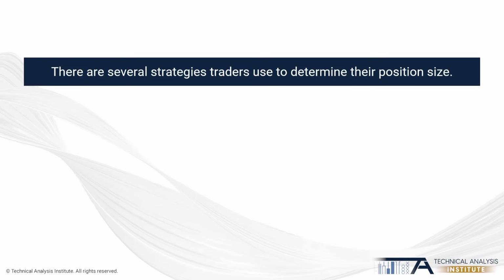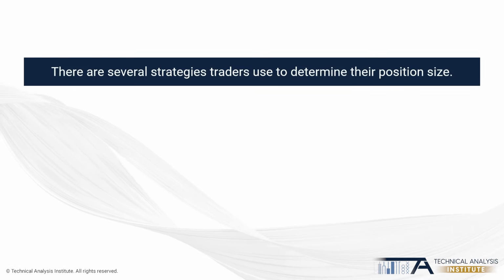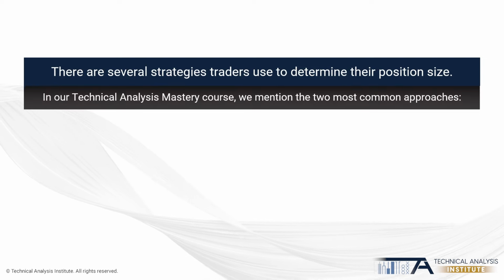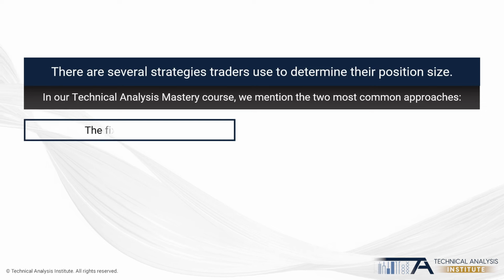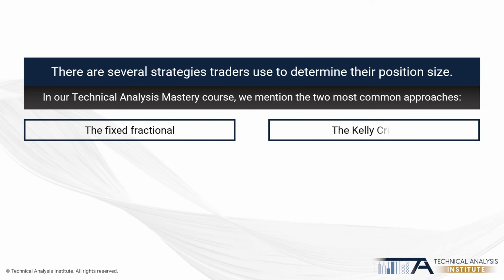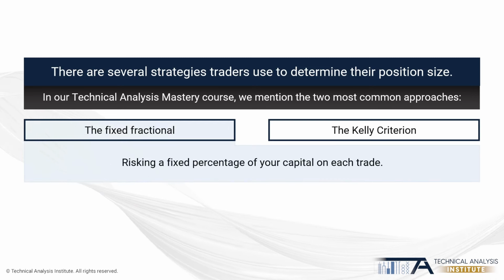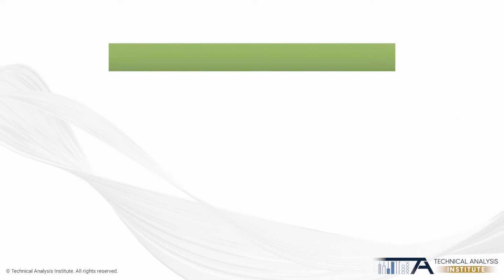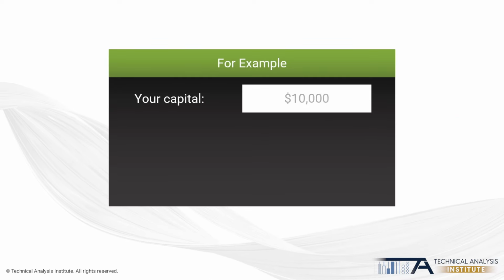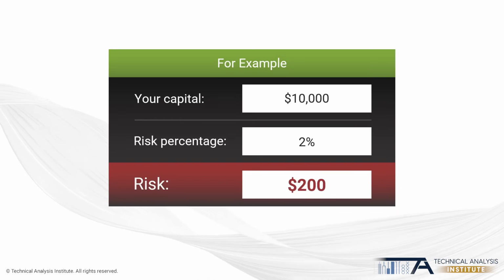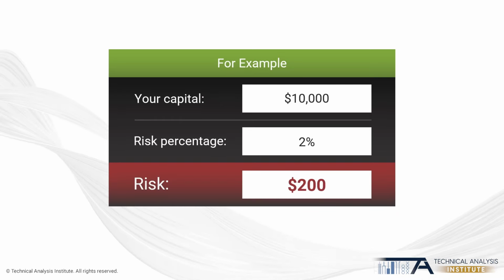There are several strategies traders use to determine their position size. In our Technical Analysis Mastery course, we mention the two most common approaches, the fixed fractional and the Kelly criterion. Fixed fractional involves risking a fixed percentage of your capital on each trade. For example, if you have a capital of $10,000 and you are comfortable risking 2%, then your risk for any given trade is $200 and you adjust your position size accordingly.